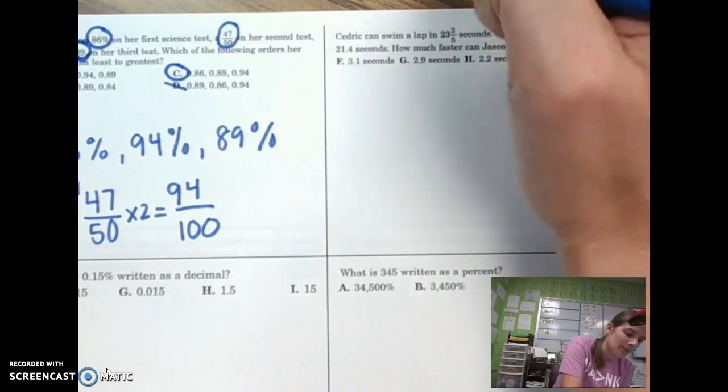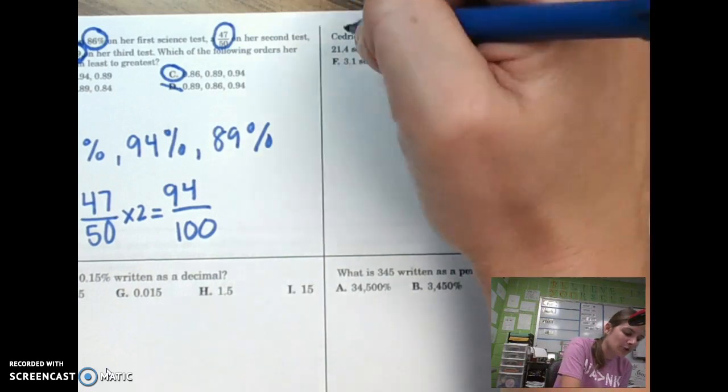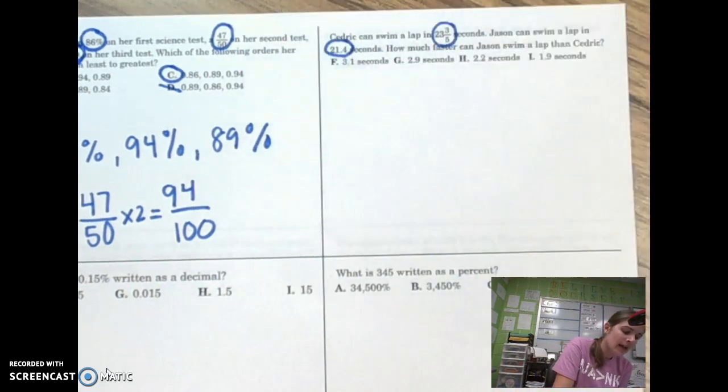Cedric can swim a lap in 23 3/5 seconds. Jason can swim a lap in 21.4 seconds. How much faster can Jason swim than Cedric? So we have to do two things here. First, we have to change them both into either decimals or fractions to figure this out. So then we can subtract.